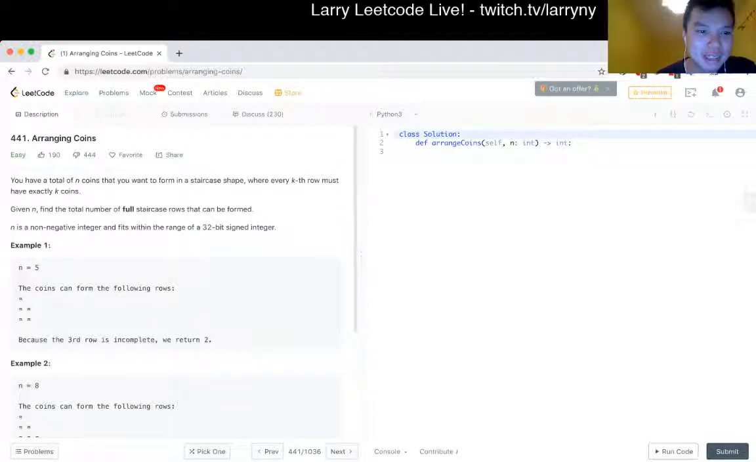So it seems like it's pretty straightforward. You have the numbers n choose 2, which is n times n plus 1 over 2, and then you want the biggest number that's smaller than that. Essentially, we're trying to find the biggest x such that f of x is equal to 1 plus 2 plus and so on plus x, and you're trying to find the biggest f of x that is smaller than n, right?